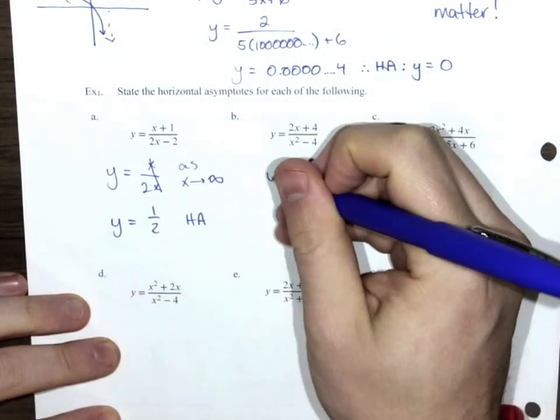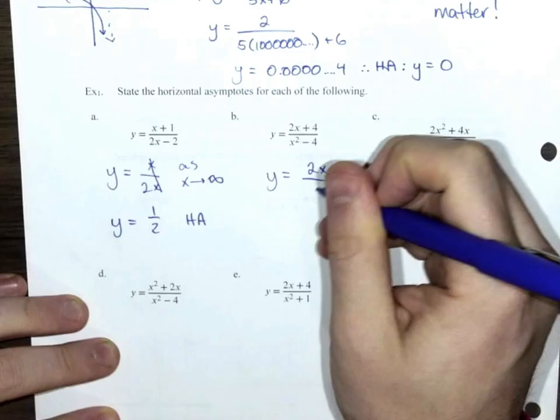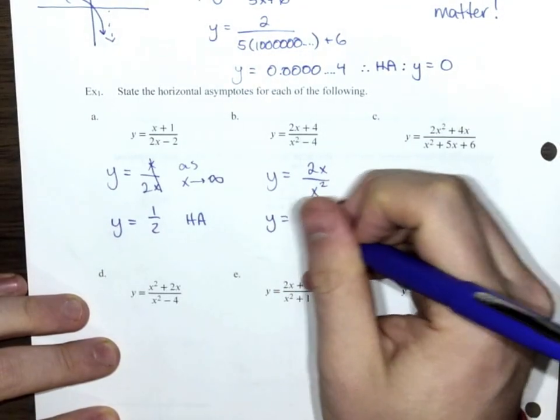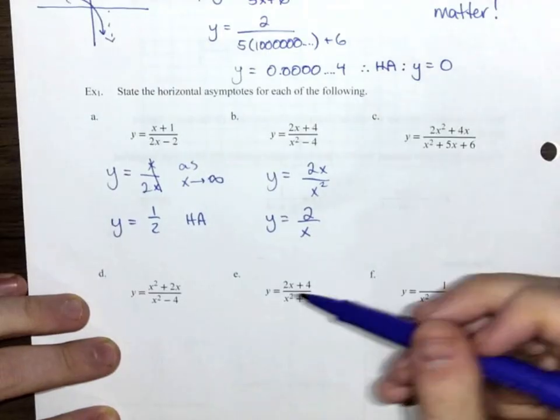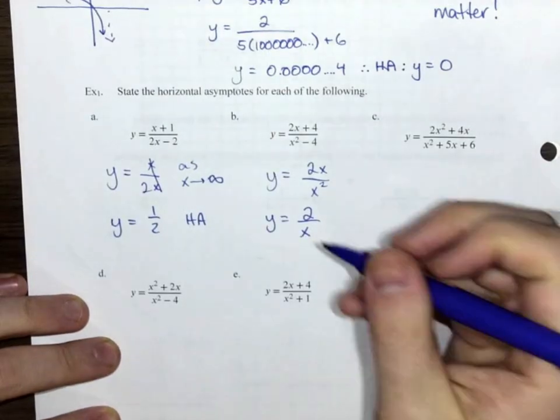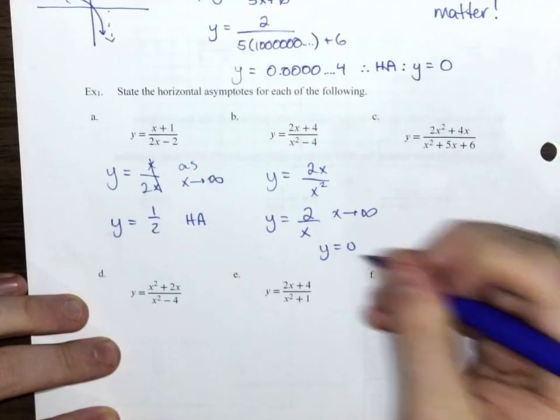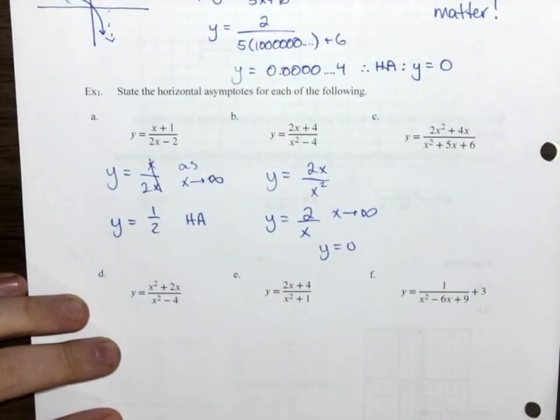A couple more on this page. Y is equal to 2x over x squared for question B. The 4's don't matter. That leaves you with 2 over x. Like the one above, if I go 2 divided by an extremely, extremely large number, x going towards infinity, then y is going to equal 0 for that horizontal asymptote.